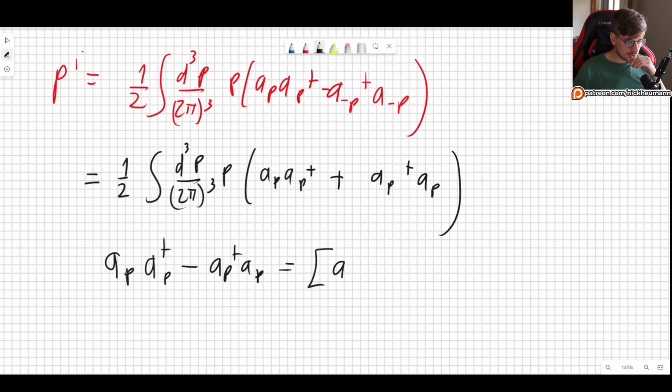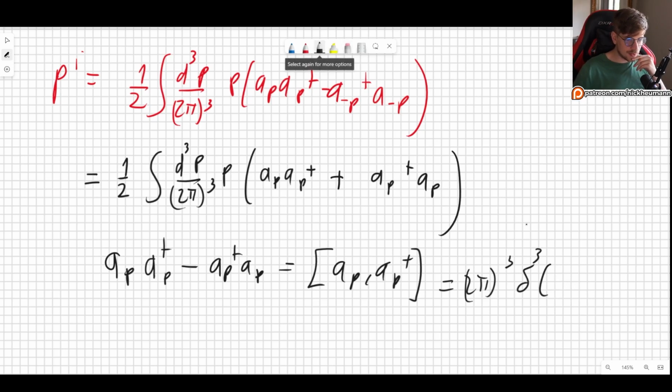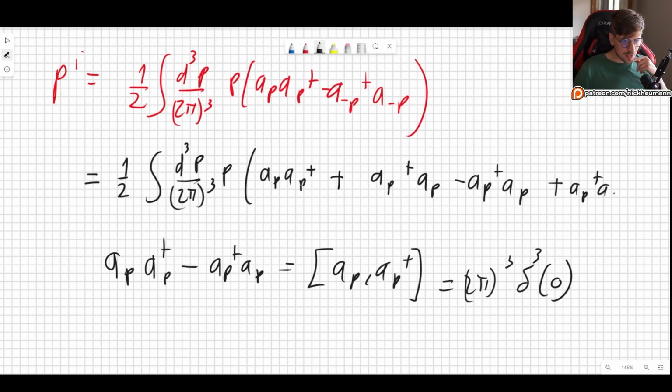So for example, we can say a_p a_p dagger minus a_p dagger a_p is simply the commutator. And we know what its value is. This is going to be 2 pi cubed in our normalization, of course. In other normalizations, it may be a bit different. Times the delta function of p minus p, so that would simply be 0. Okay, so we want to construct then this commutator inside of this integral. To do that, we simply subtract a_p dagger a_p, and we also add a_p dagger a_p.